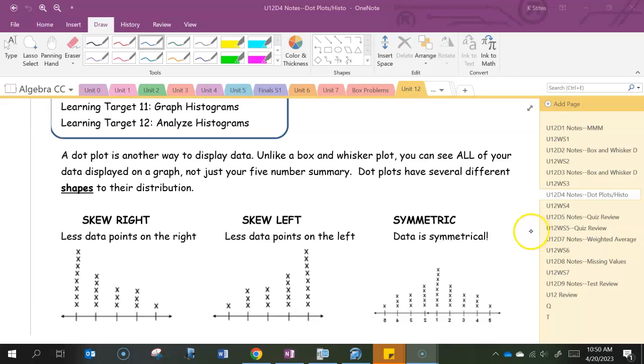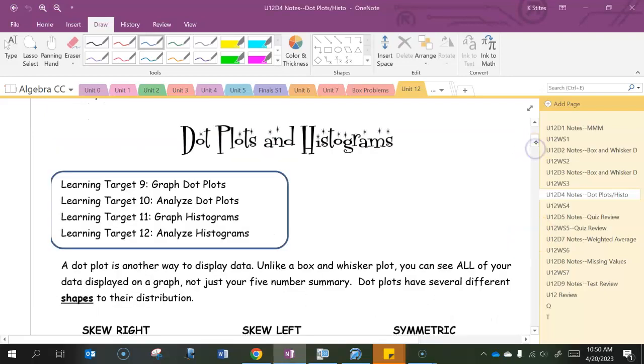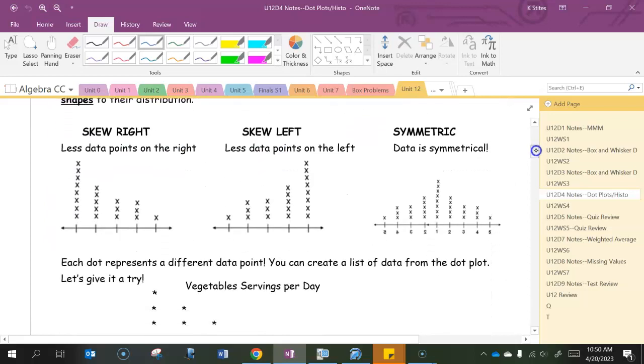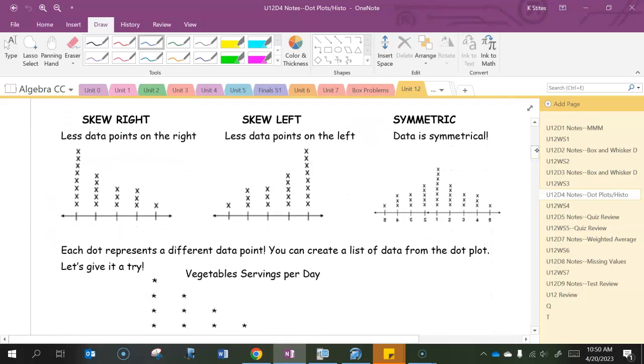Going to be talking about dot plots and histograms, which are two other ways to represent data. So one thing we talk about with these are their shape. Here are three shapes that we see frequently with dot plots and histograms.